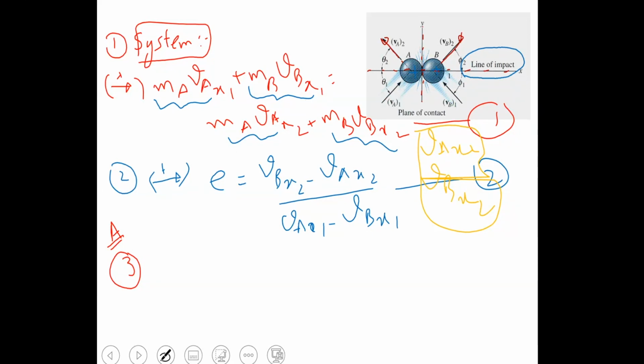It will be 0. So since there is no impulse acting on particle A along the plane of contact, should there be any change of momentum on particle A along the plane of contact? When no impulse acts at all, will there be any change in the y direction?